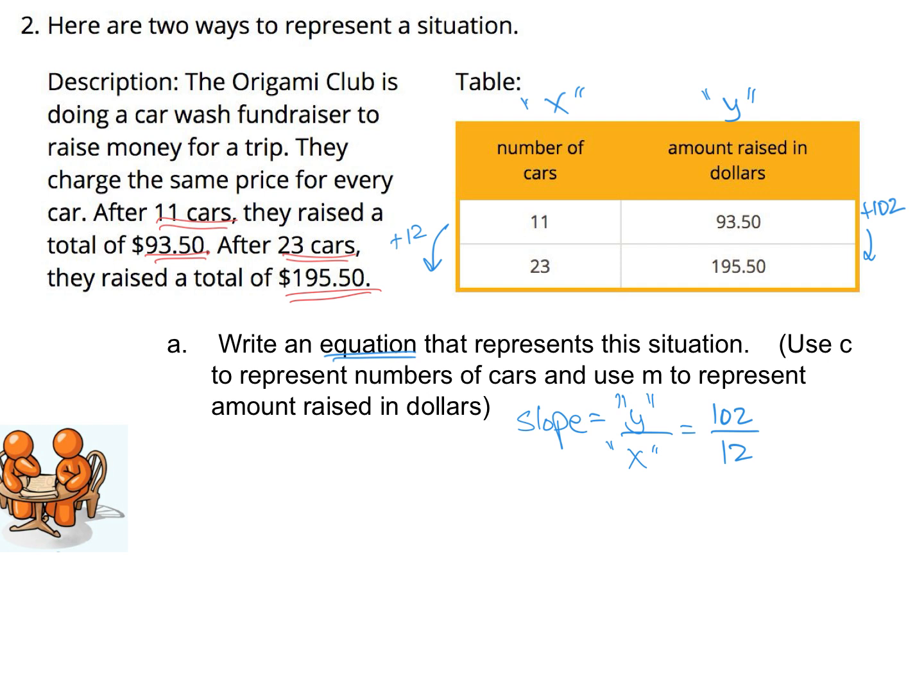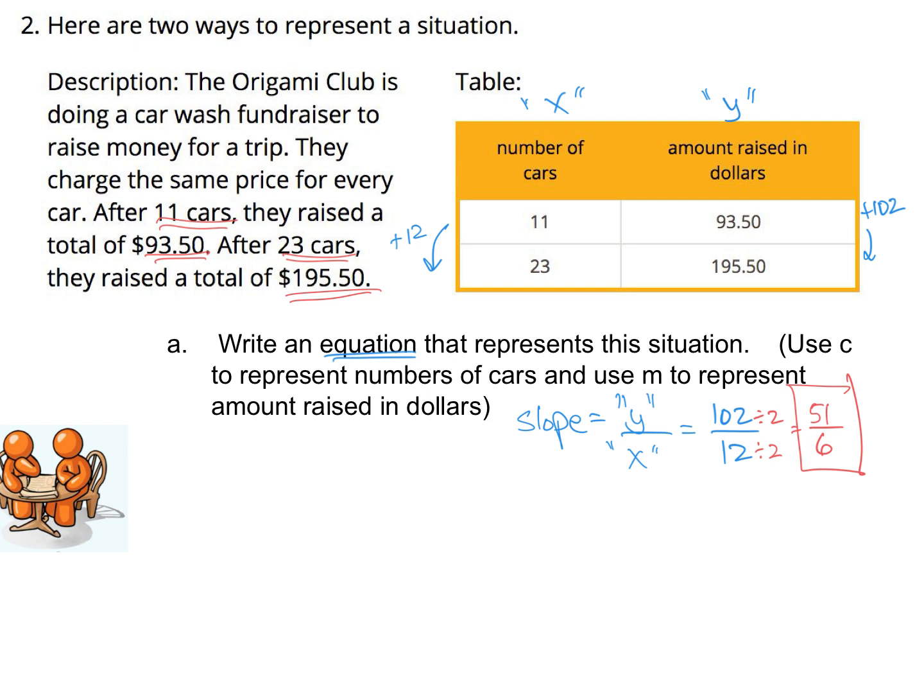So let's see if this will simplify down. Well, I know both of them are even. Let's divide the whole thing by 2. 102 divided by 2, and we get 51. Let's take 12 and divide it by 2, and we get 6. So 51 over 6. 51 is prime, 6 is even. Can I simplify it any further? No. So 51 over 6 is my slope.